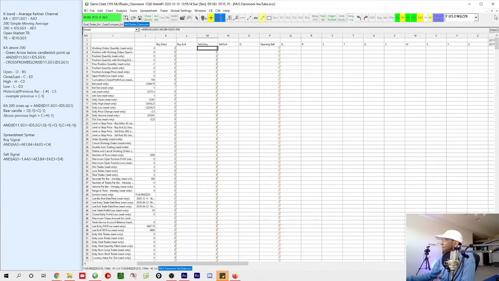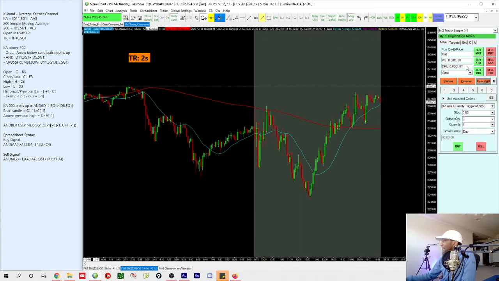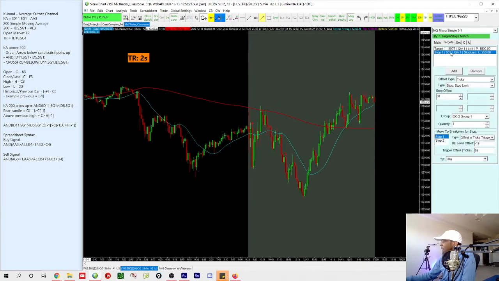For this, I'm going to minimize the spreadsheet and let's look for our trade window. Got it. I'm just going to use my attached orders here. I have this already set up. We go to targets. You can see that I have a target of 300 ticks with a stop of 50 ticks. I'm just going to let this determine how I get out of the trade, my break even. At the same time, we can manually adjust that as well. So I'm going to let this manage the exit portion of the trade.